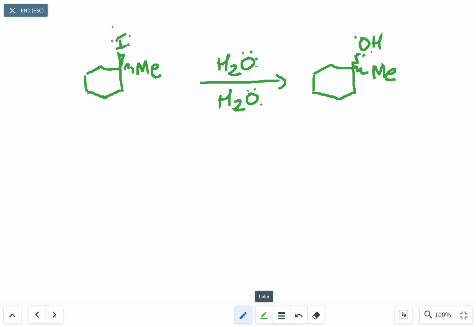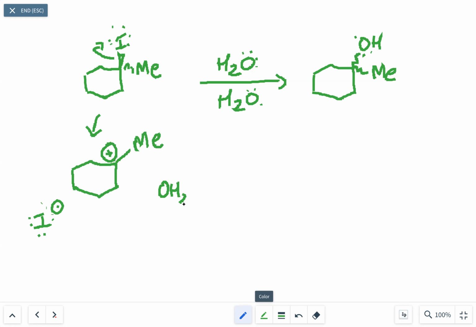Okay, so the first step here, as I drew before, was that our leaving group is going to leave and we're going to form a carbocation. Methyl plus. And then water can come in and attack. So it can attack from the front or it can go backwards. So I'm drawing a little sort of dashed line. Either one of those is going to give our product, our next intermediate. And here we go.